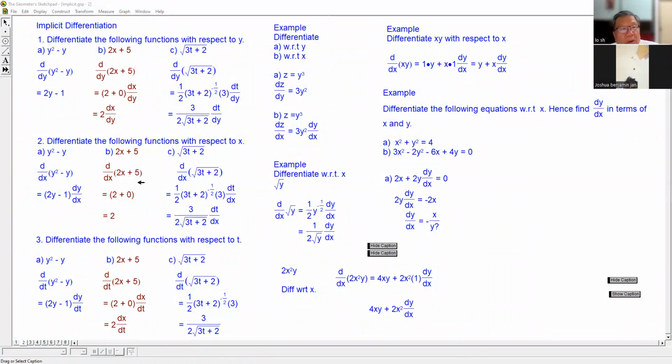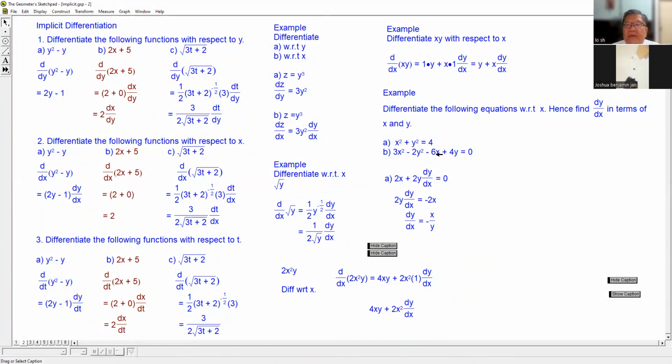So it becomes negative 2x divided by 2y. The 2 and 2 can cancel, become negative x over y. Any question? No. Now, what we are doing here is, first of all, we differentiate first. Then after differentiating, we find dy dx. That is, make dy dx the subject of the formula.